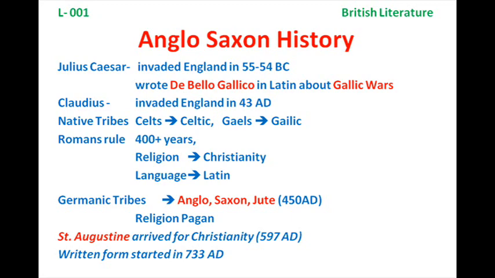So the Germanic Anglo-Saxon people used to speak in their own native places, and the native Breton language belonged to the people who were living in England, Celts and Gaels, and by their combination the Anglo-Saxon language flourished. And then one more point to be noted: in 733 AD, songs and poetry started in written form. Earlier they were appearing in oral form only, but now they were appearing in written form in 733 AD.